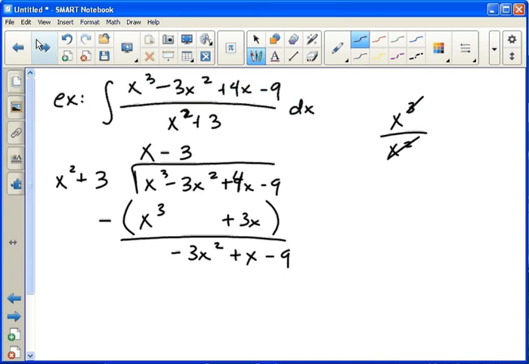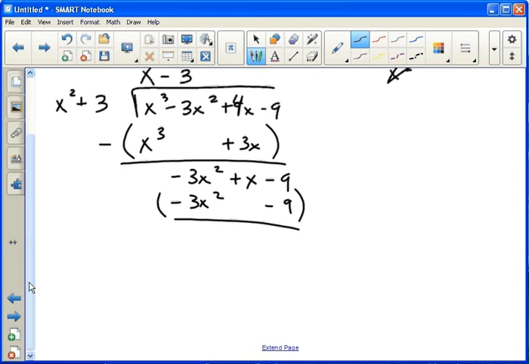Now we multiply. Negative 3 times x squared. Negative 3 times 3. So now if we subtract, negative 3x squared minus negative 3x squared is 0. X minus 0 is x. Negative 9 minus negative 9 is 0. So our answer then is x minus 3 plus our remainder x over x squared plus 3.